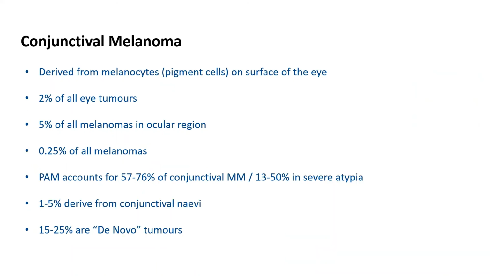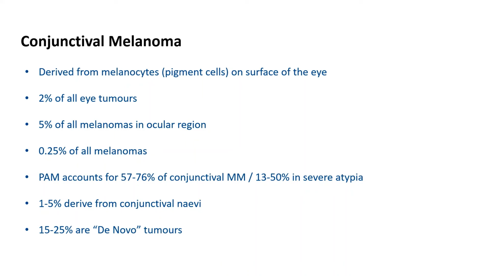This brings us to conjunctival melanoma itself. This is a cancerous growth derived from the same pigment cells, or melanocytes, that are found on the surface of the eye. It has some interesting statistics. It is said to account for about 2% of all eye tumours, about 5% of all melanomas in and around the eye, and about 1/4% of all melanomas in the body. And primary acquired melanosis accounts for really 1/2 to 3/4 of all conjunctival melanomas.